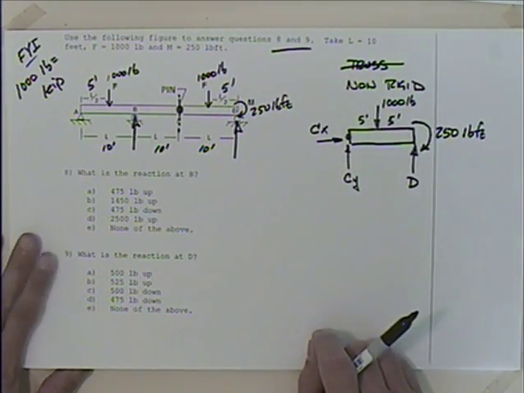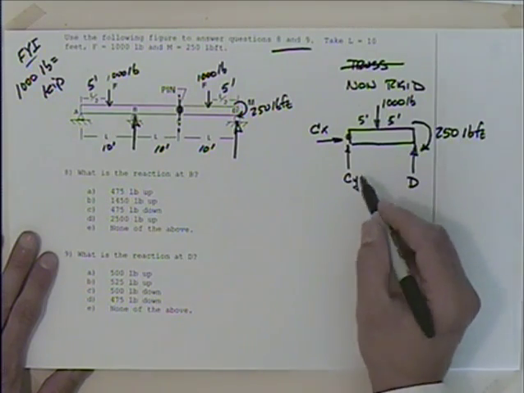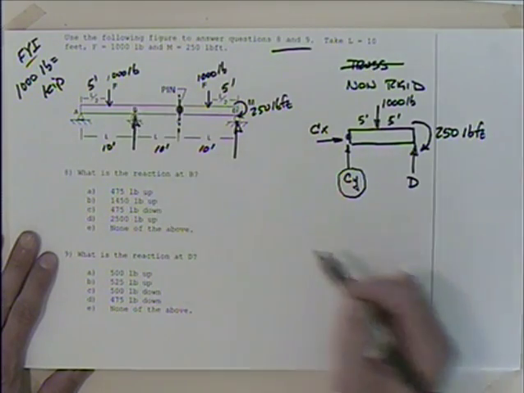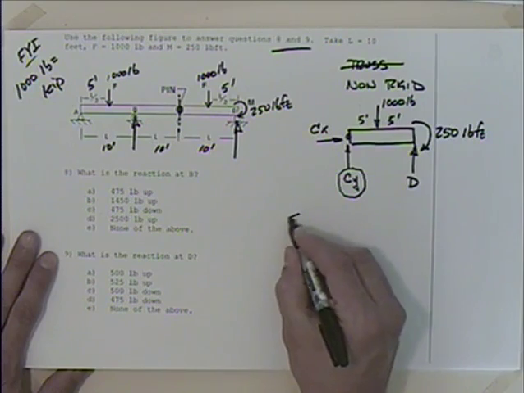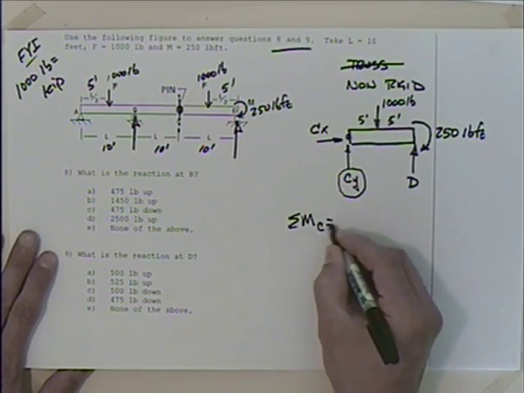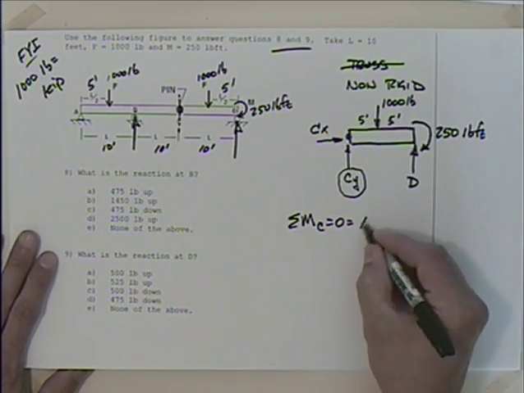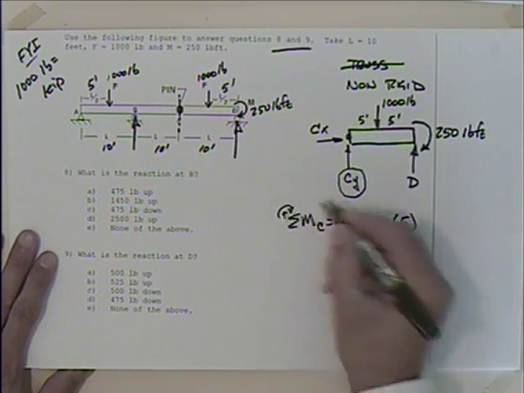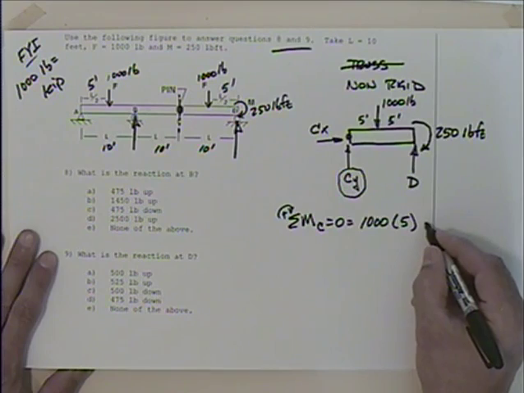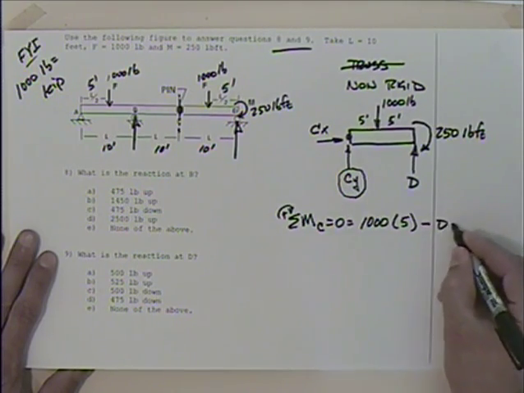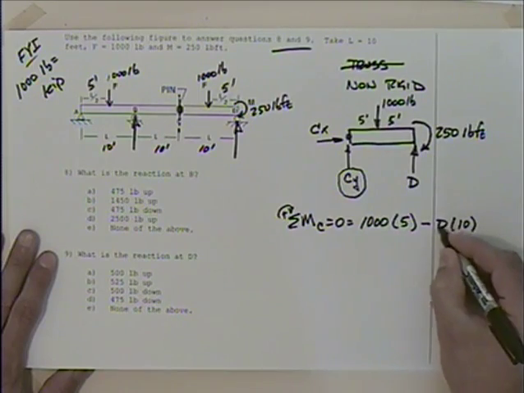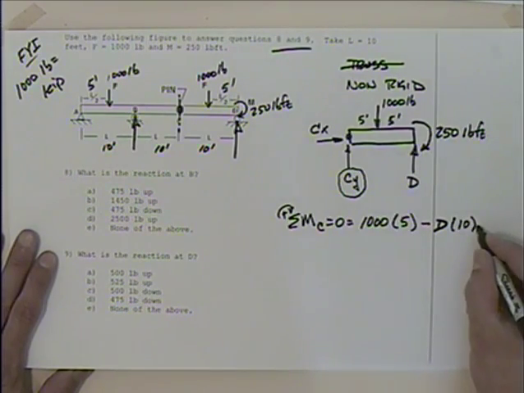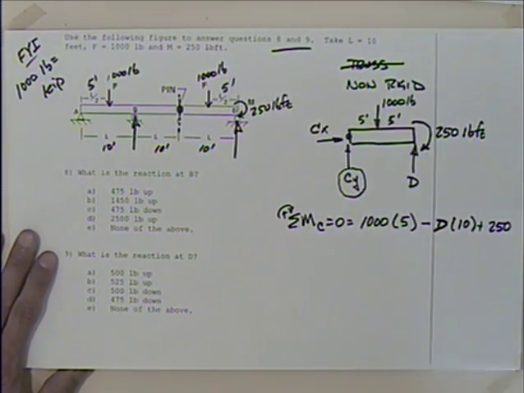Well, before we get done, we're going to have to get CY, because I've got to get CY figured out so that I can come back over to this beam and get B. But let's first start by summing the moments about C, setting that equal to 0. So I'll say that I have 1,000 times 5. Clockwise is positive, summing the moments about that point. Then I'm going to have to subtract off D times 10. And then I'm also going to have to add what? 250.